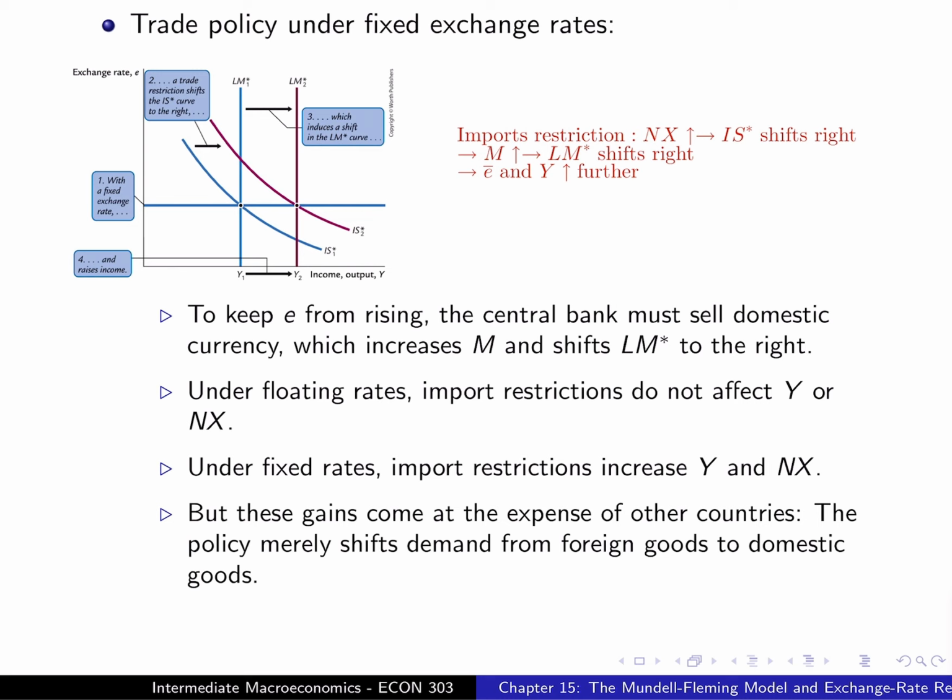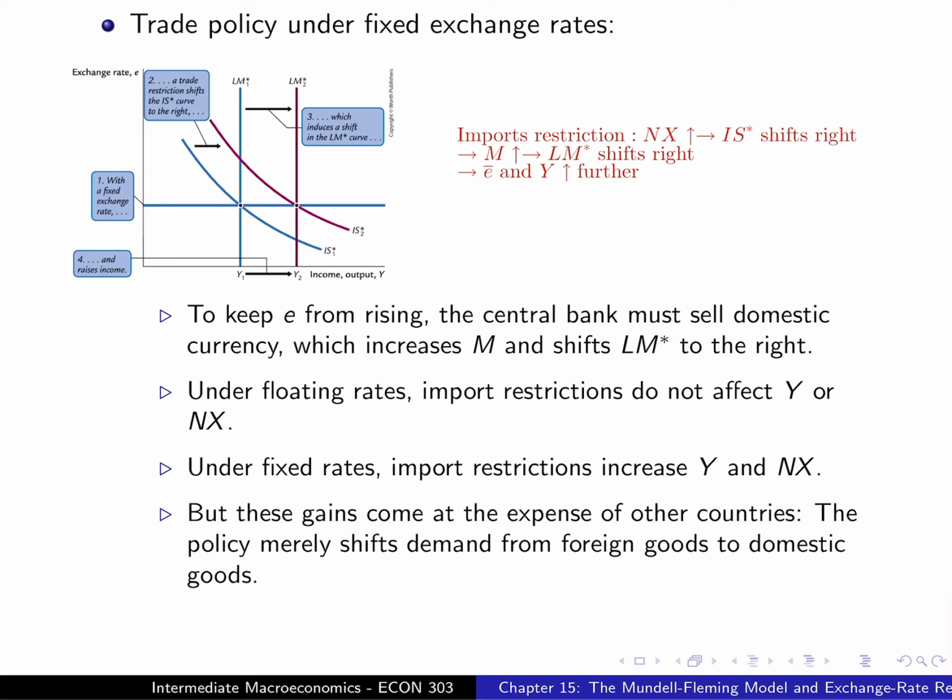Suppose the government imposes import restrictions such as tariffs or quotas. This raises net exports, shifting the IS-star curve to the right. With a fixed exchange rate, the central bank must intervene to prevent E from rising, or appreciating. It does this by selling domestic currency, which increases the money supply. The increase in money supply shifts the LM-star curve to the right as well. As a result, output Y rises further.